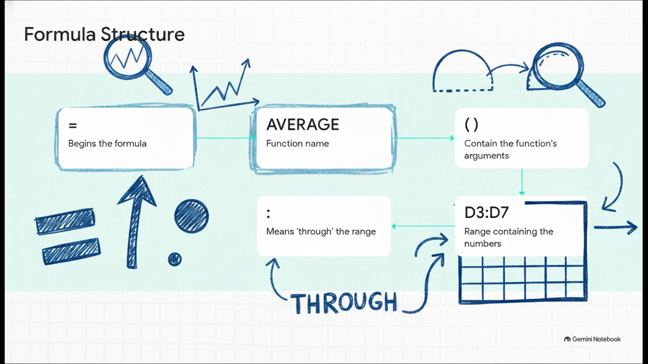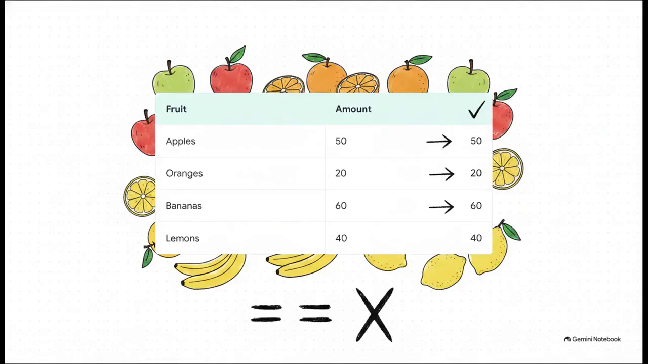Then, open your parentheses. Inside, we have D3:D7. That's our range. And pay attention to that little colon right in the middle. It's a huge deal because it translates to the word through. You're literally telling Excel to average the values from cell D3 through cell D7. Finally, close the parentheses and you're set. Let's see this in action.